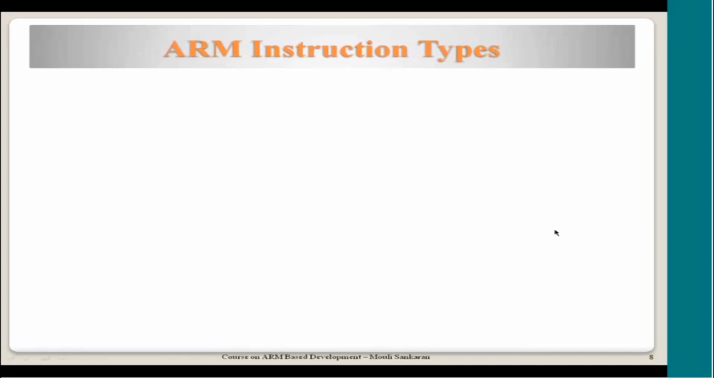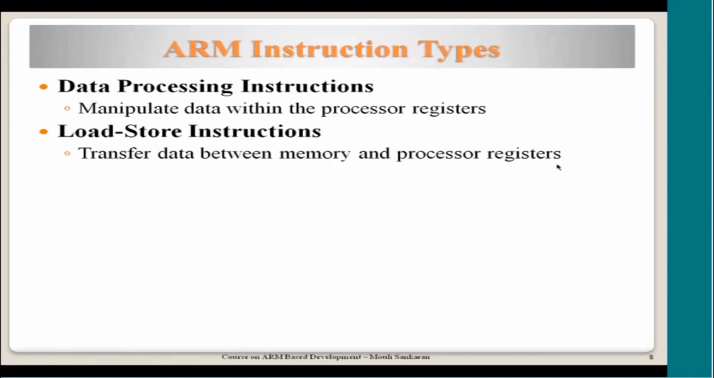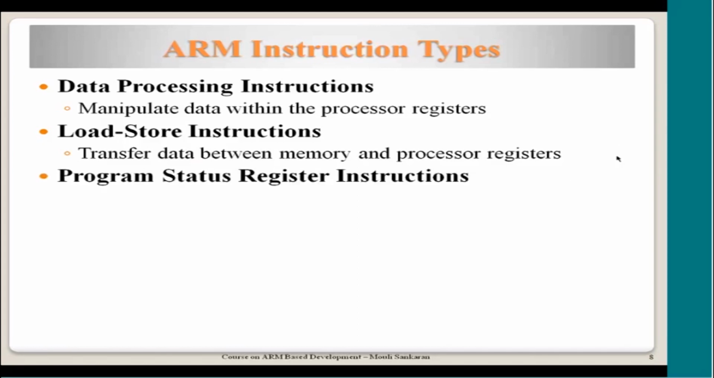Sorry for the interruption. So let us go into the instruction types of ARM. First, data processing instructions: this class of instructions manipulates data within the processor registers. In this particular session we will be talking more about this kind of instruction. And then data load store instructions. As I told you, data processing instructions work only on registers, and anything to do with memory has a separate class of instructions which help you transfer data between memory and processor registers. So they are called data load store instructions.